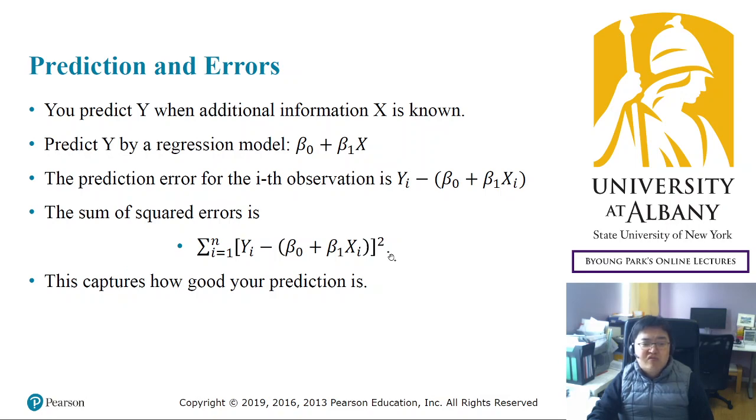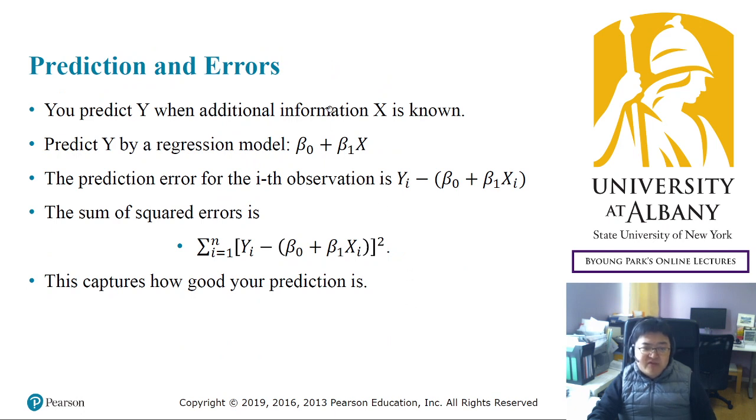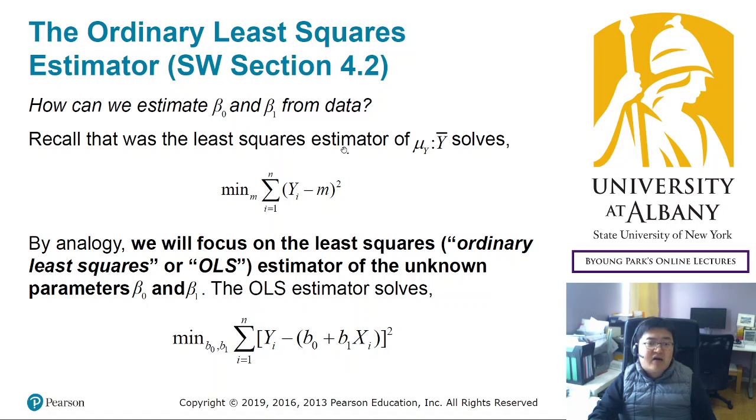What we would like to do here is minimize this prediction error. How? This is just mathematical derivation. In practice, we go the other way. We start from this sum of squared errors, and we would like to minimize it by choosing beta 0 and beta 1 carefully. So you can write that in this way.